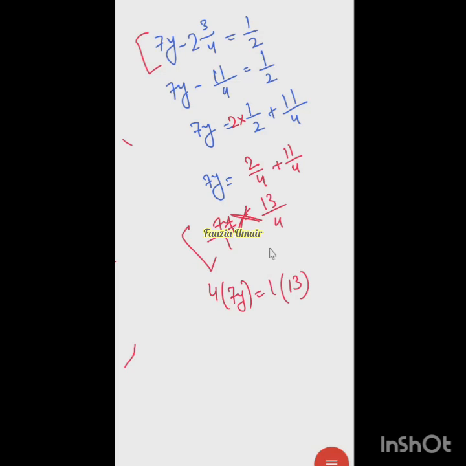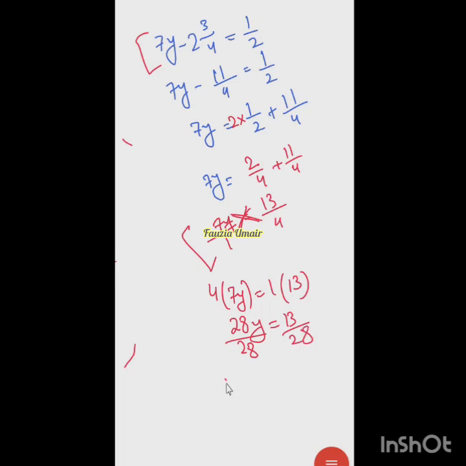Like in the cross. So now 7y into 4 is 28y is equal to 13, right? So now what to do? Divide both sides with 28, right?